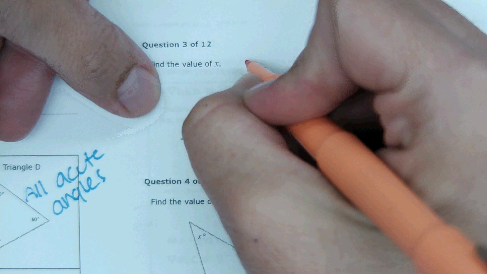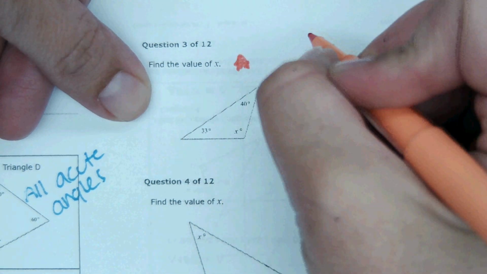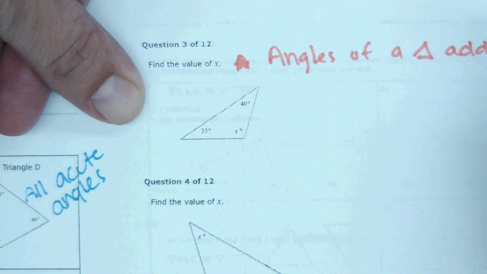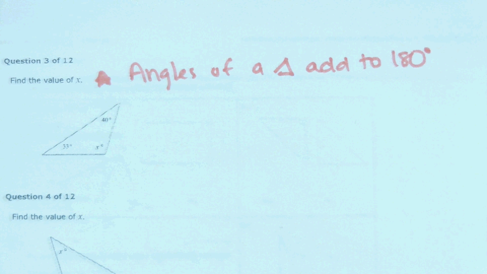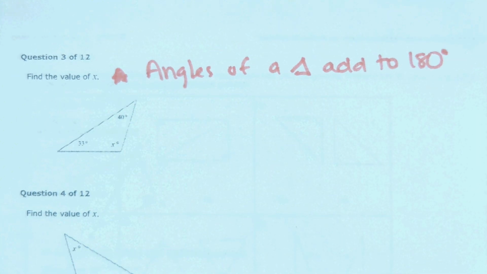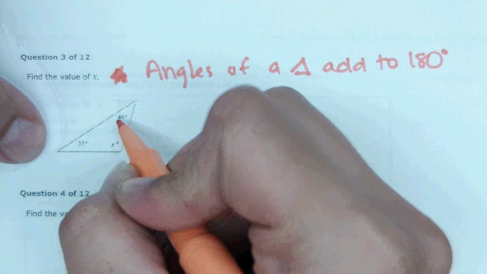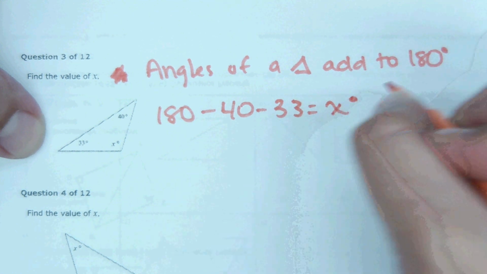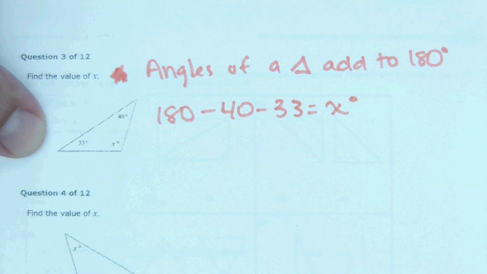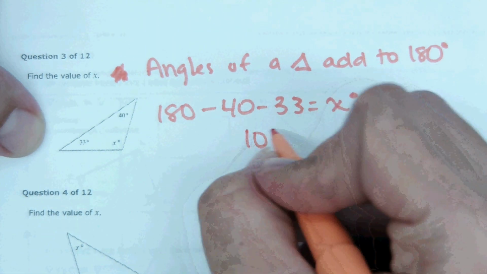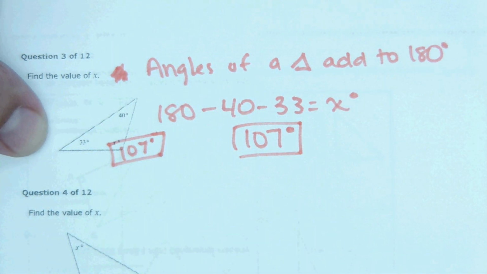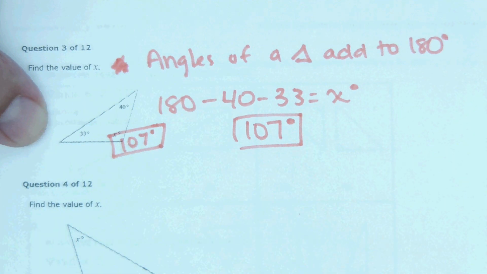All the angles of a triangle add to 180 degrees, which should be pretty much common knowledge in your head at this point. So to find the missing angle here, 180 minus 40 minus 33 equals x degrees. You would subtract this in a calculator. There'll be a calculator on the test. You could also just use one of the ones off the wall too. You subtract this and you get 107 degrees, and that is that angle there.